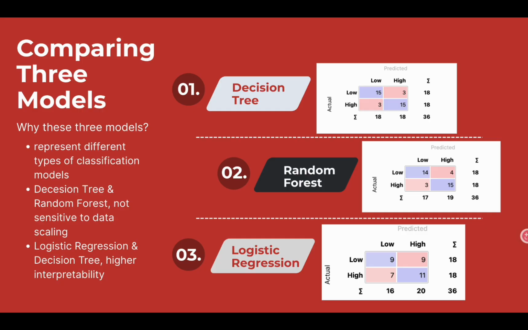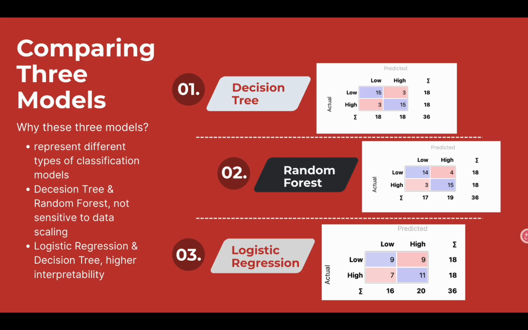Next, I compared 3 classification models: logistic regression, decision tree, and random forest. These models were selected because they represent different types of approaches: linear, nonlinear, and ensemble methods. Decision tree and random forests are not sensitive to data scaling, and the logistic regression and decision tree offer relatively high interpretability from the results.